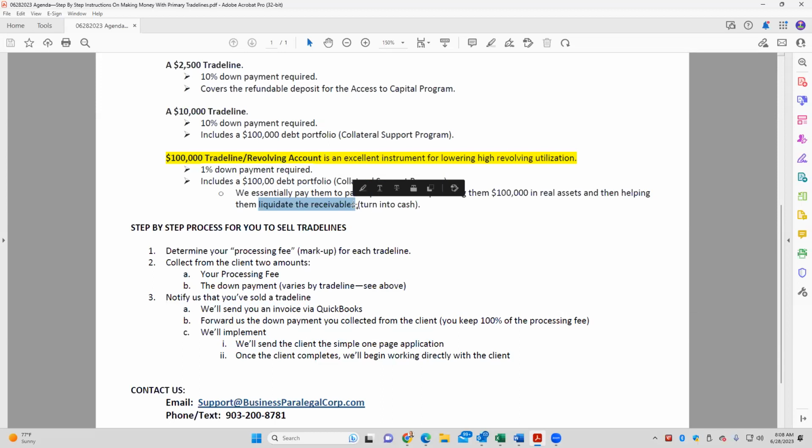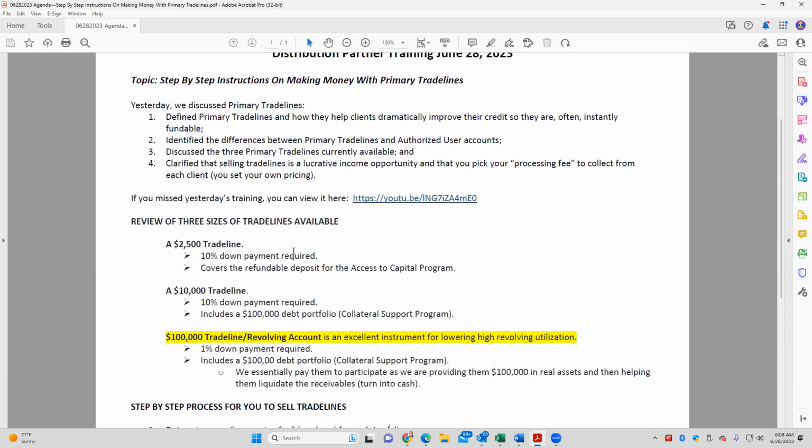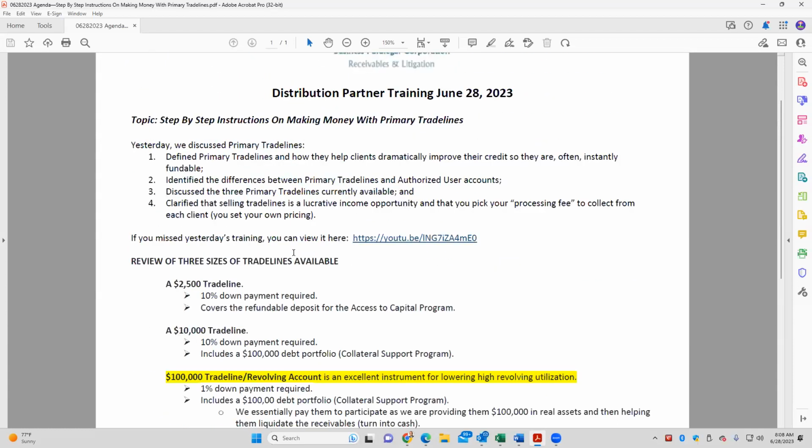Any questions, comments, concerns? So if you're a small business consultant, you can start offering trade lines and start making money. If you don't want to offer trade lines, don't do it. If you're not a small business consultant, I would encourage you to consider becoming one, and you can see the process right here that we've just gone through. So does anyone have any questions on what we've covered today on making money with primary trade lines?